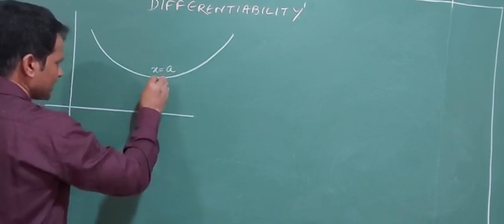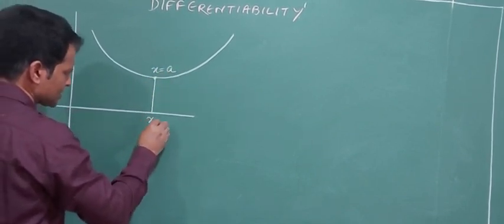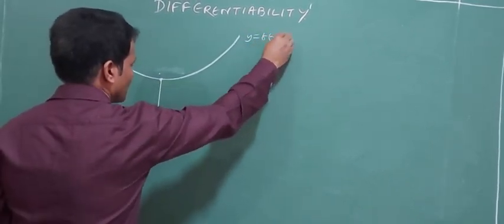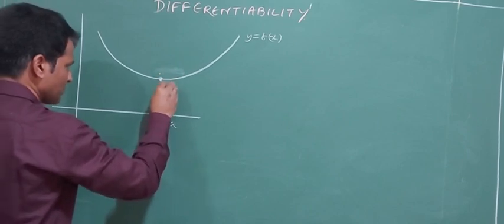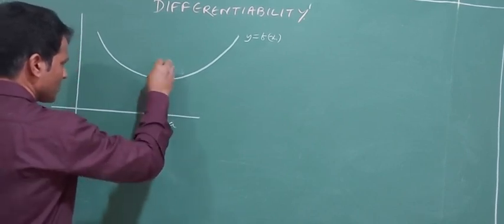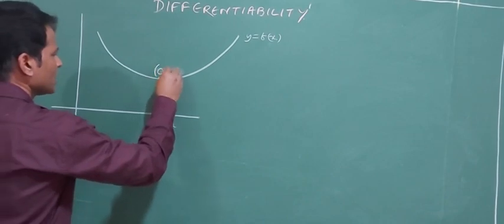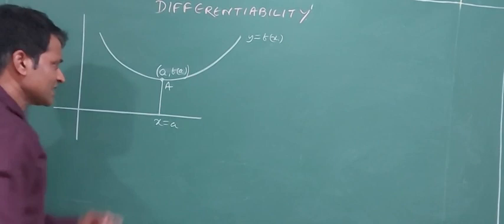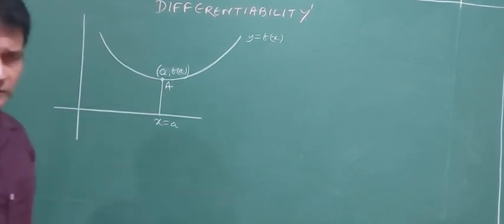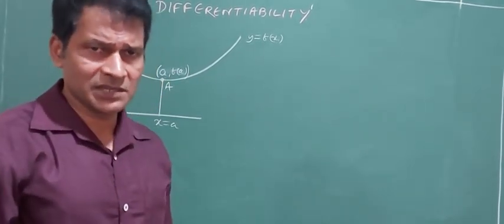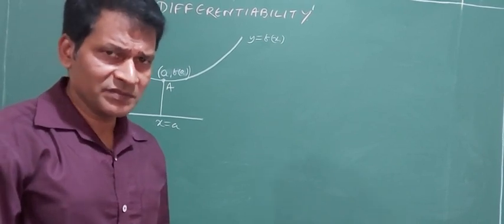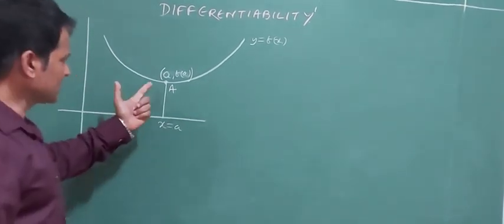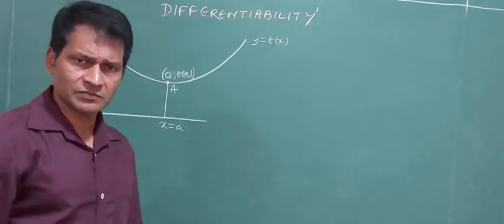Consider this point as A. This point is x equals a, and this function is y equals f(x). This point A will be (a, f(a)). You can see at this point the function is defined. Defined means there is no hole on the graph at that particular point, which means the left hand side and the right hand side both exist.